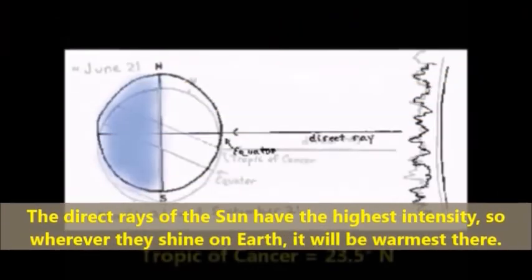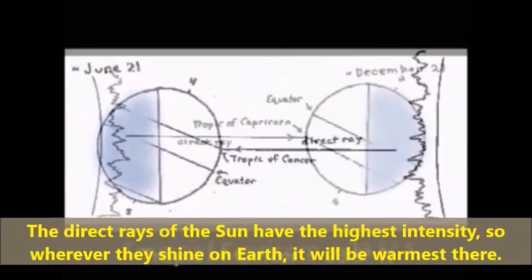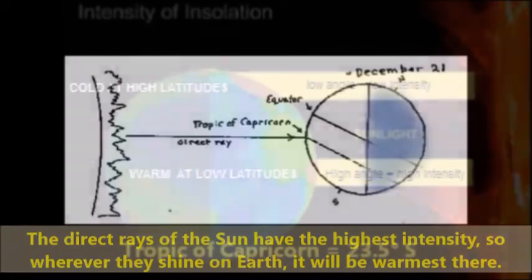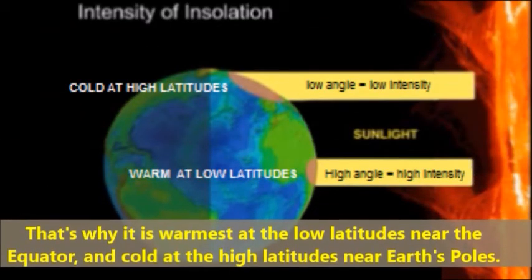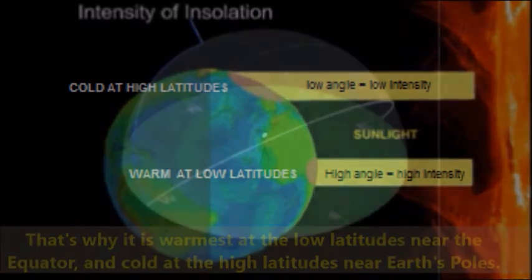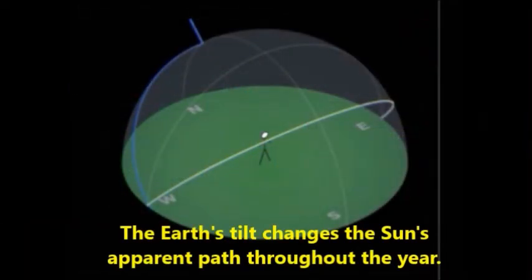The direct rays of the Sun have the highest intensity, so wherever they shine on Earth, it will be warmest there. That's why it is warm at the low latitudes near the equator and cold at the high latitudes near Earth's poles. The Earth's tilt changes the Sun's apparent path throughout the year.